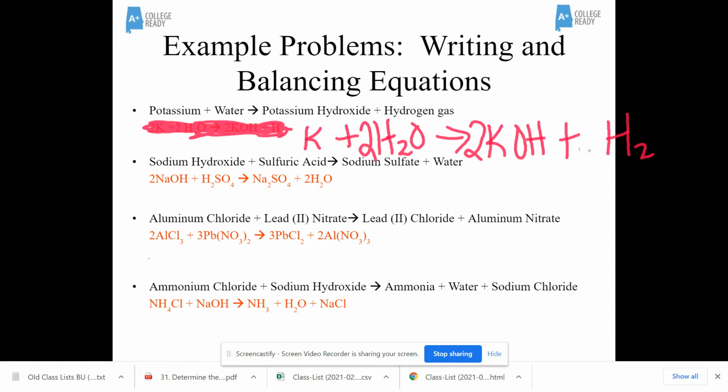What about my oxygens though? Did I mess up my oxygens? No, because I have 2 there and 2 there. But I did mess up something. What did I mess up? Potassium. So how am I going to fix that? I'm going to put a 2 right there. Okay, see how that works?